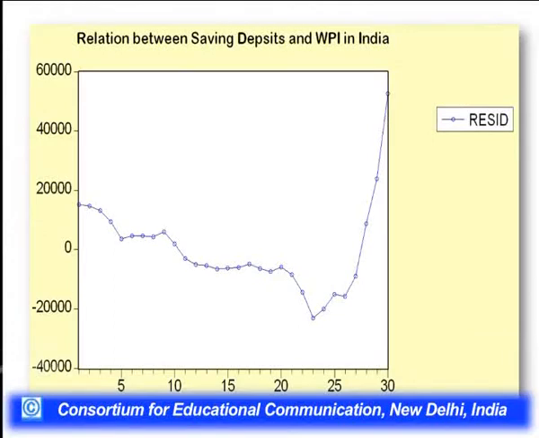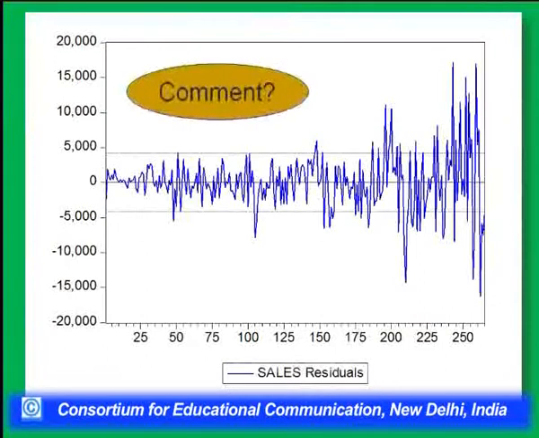You have seen here on the graph, we have a relationship between the saving deposits and the WPI in India. On the right hand side, we have the residuals, and we are trying to show a relationship of the saving deposits with the wholesale price index in India. So you have seen the kind of relationship, the curve, which we are getting.